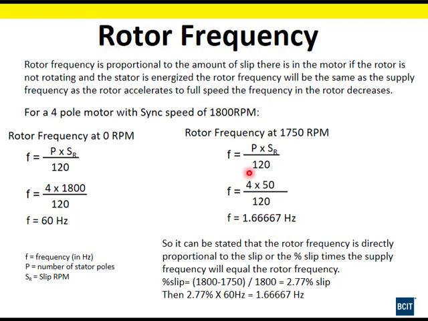Now, because of this slip frequency relationship, we can state that the rotor frequency is directly proportional to the slip, or the percentage of the slip times the supply frequency will equal the rotor frequency. So if the percent slip is calculated by 1800 minus 1750, and then we divide it by our synchronous speed of 1800, that gives us 2.77% slip. If we multiply 2.77% times 60 hertz, we have that 1.6 repeating frequency for the rotor. So they're directly proportional to each other.